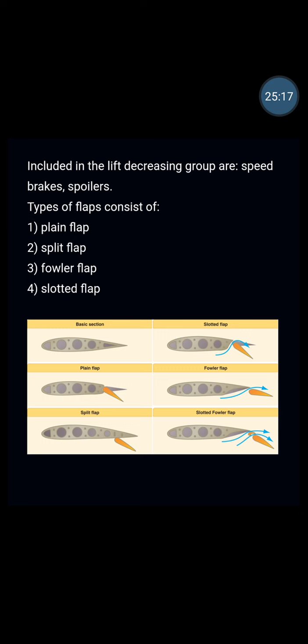Types of flaps consist of 1. Plain flap, 2. Split flap, 3. Fowler flap, and 4. Slotted flap. And this is the picture. Basic section: plain flap, split flap, slotted flap, Fowler flap, slotted Fowler flap.